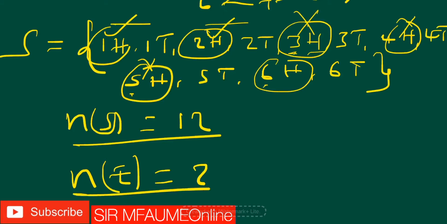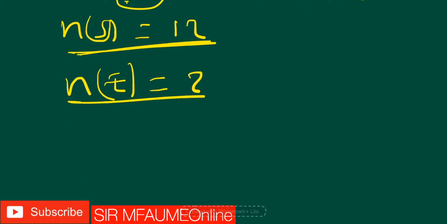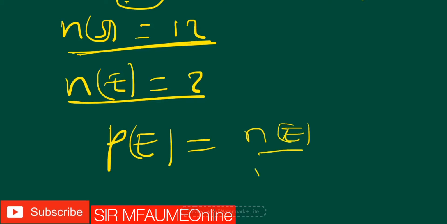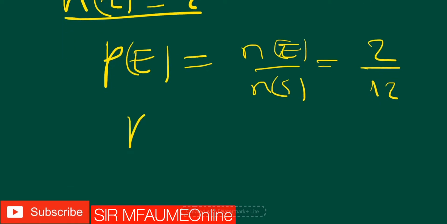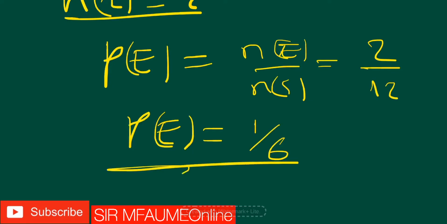Because this is the number of events and this is the number of samples, I can find the probability of the event by taking the probability of the event equals the number of events divided by the number of samples. This is 2 divided by 12, and by simplification the probability of the event equals 1 over 6. So I'm done with the first one.